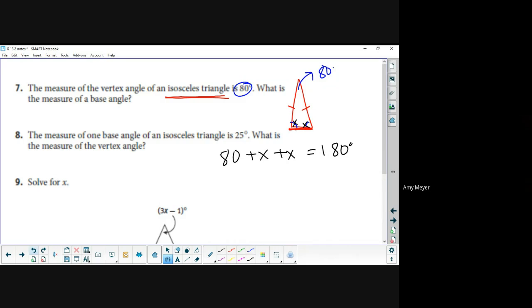So my 3 angles add up to 180 degrees. Let's do some algebra. X and X is 2X. Keep going. You've got a calculator. Find X.